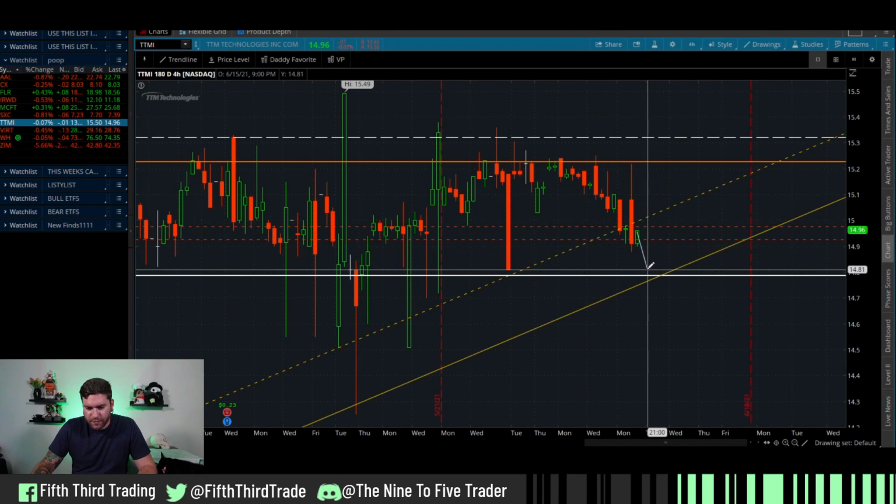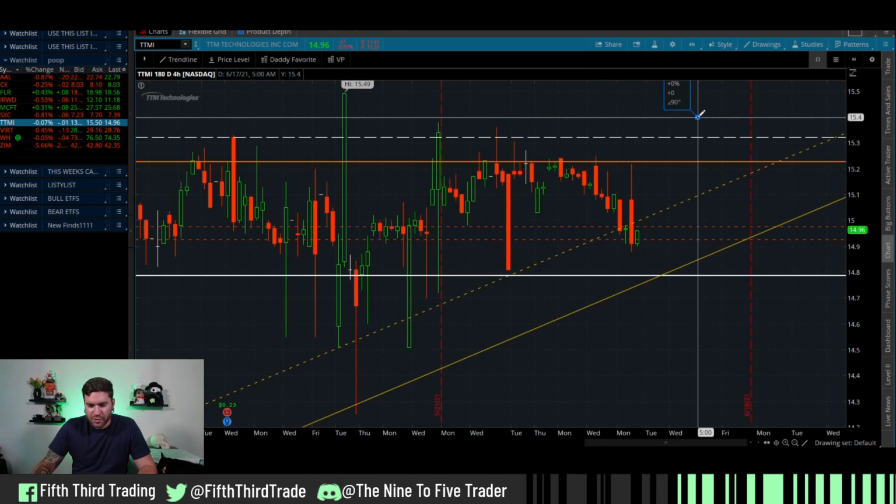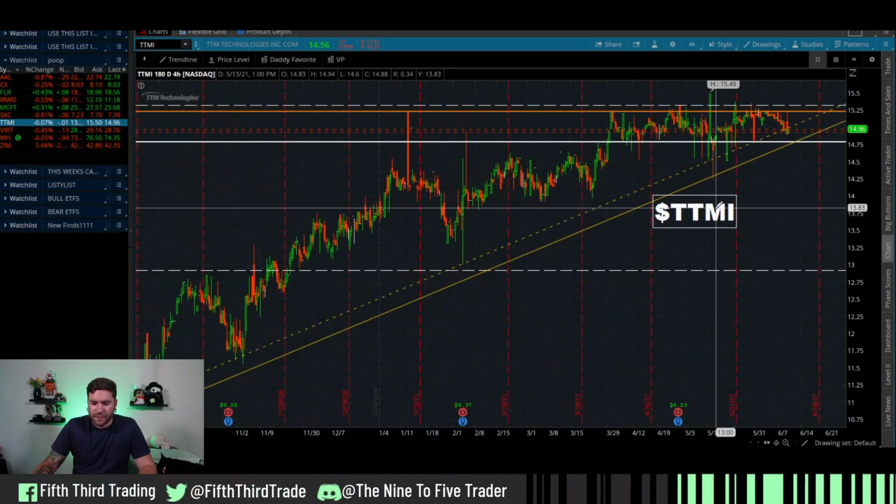I want it in lower. Give me a percent or two lower, I can make it a 2 to 1, 3 to 1 risk. Again, if all you're risking is a percent or two, a 4 to 5% move is just fine. That's 2 to 1, 3 to 1 kind of setups. That's what we like to see. So TTMI, not bad at all.